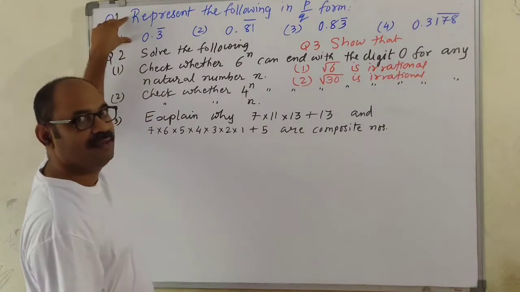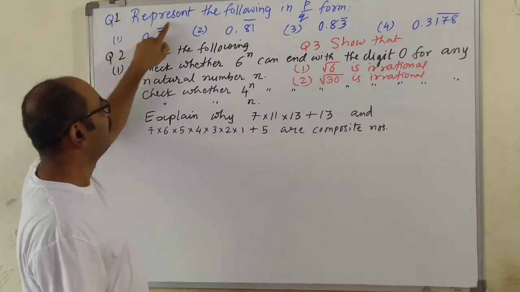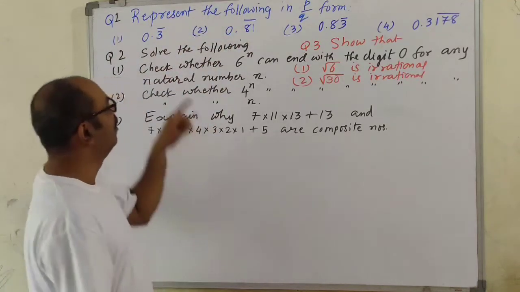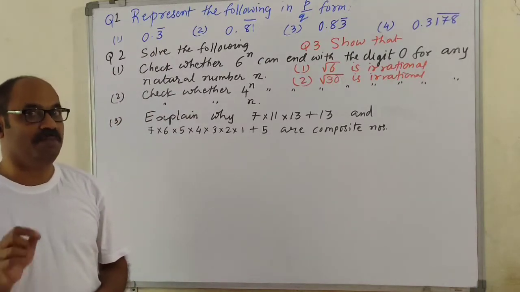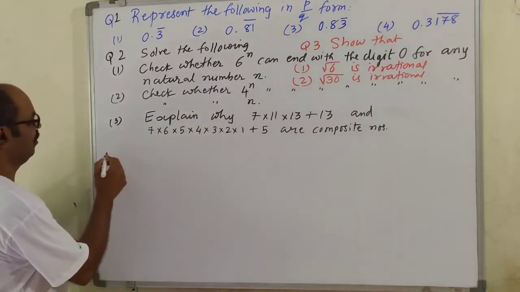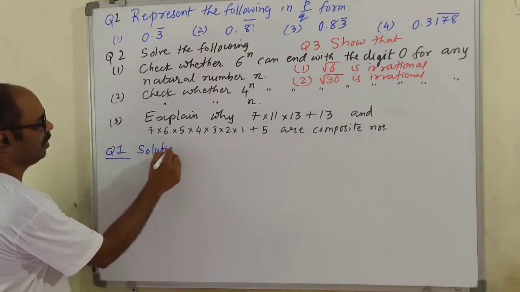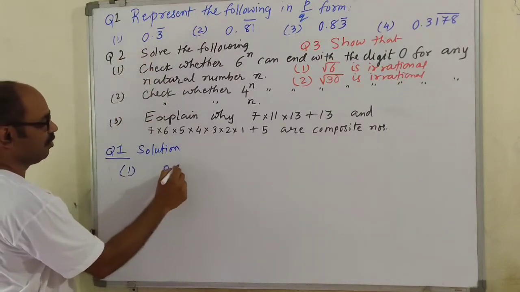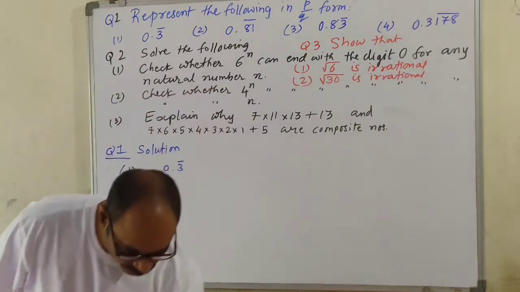This is again revision of standard 9. They are asking you in 10th standard: represent the following numbers in P upon Q form. What is the first number? 0.3 bar. Alright. Question 1. Solution we are going to see. And in that, the first one. What is the first one? 0.3 bar.